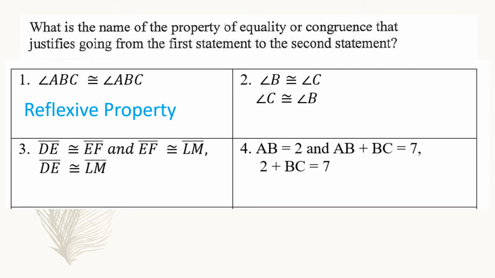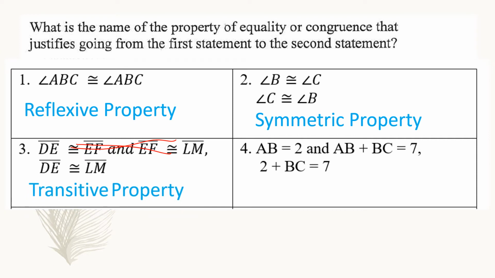For number 2, we have angle B is congruent to angle C, and angle C is congruent to angle B. That is the symmetric property. We can flip those around, and it is still saying the same exact thing. For number 3, line segment DE is congruent to line segment EF, and line segment EF is congruent to line segment LM, which means that if we were to cross these two out here, line segment DE is congruent to LM, which means the transitive property.